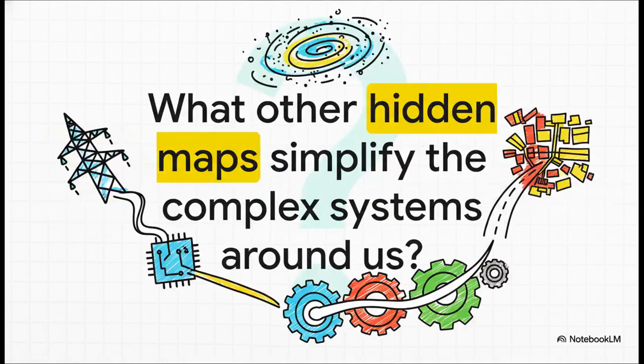Pretty cool, huh? You know, the one-line diagram is such a great reminder that even inside the most complicated systems in our world, there's often this beautiful, elegant simplicity just hiding in plain sight. So the question is, now that you know this language, what other hidden maps are all around us, simplifying the crazy complex systems we rely on every single day?